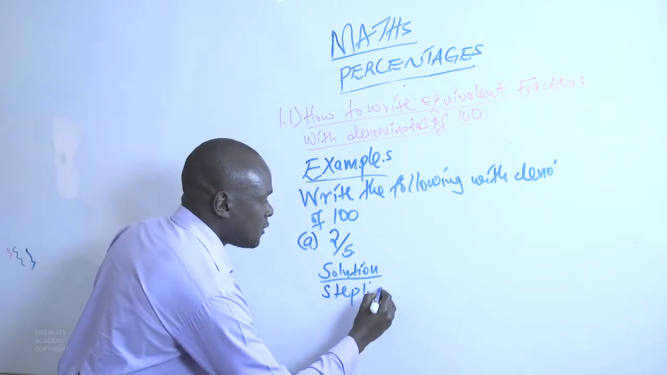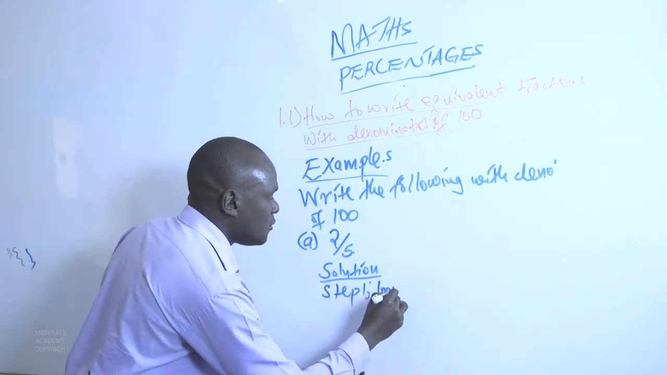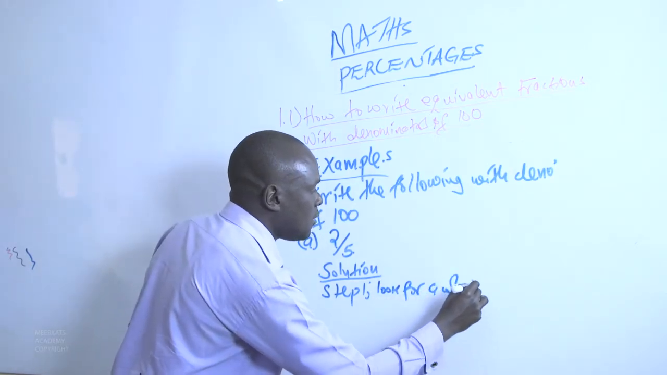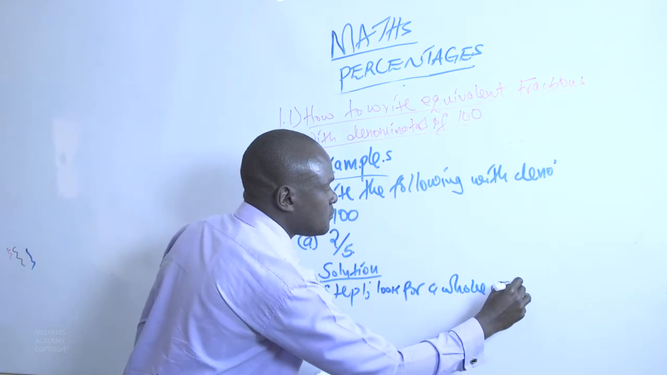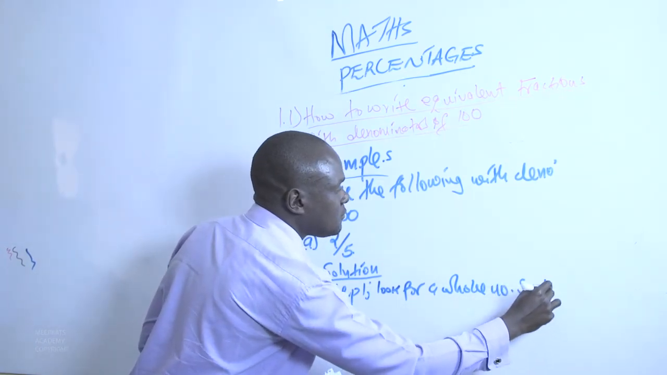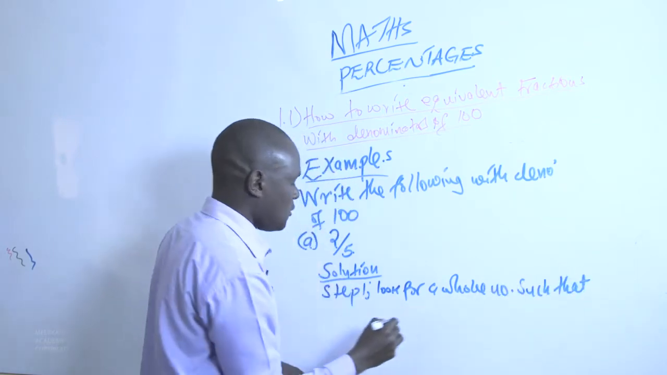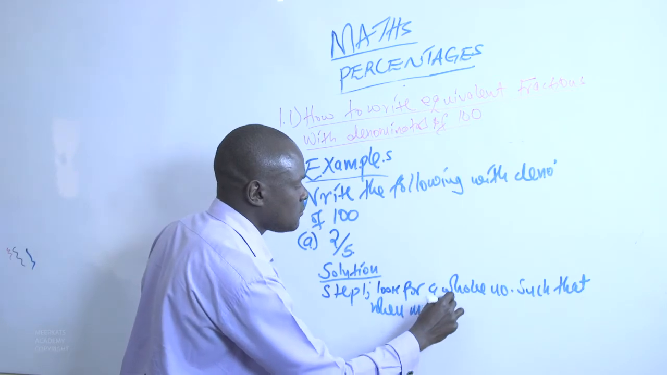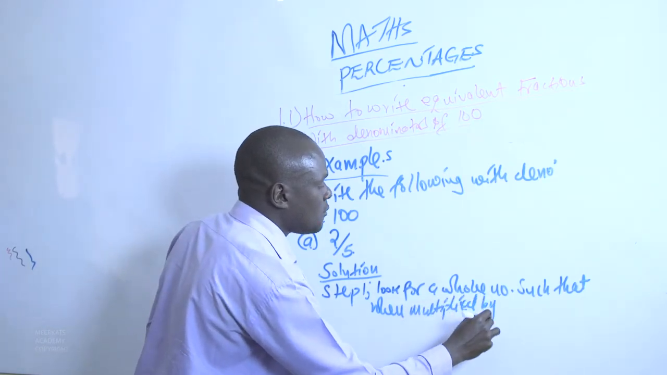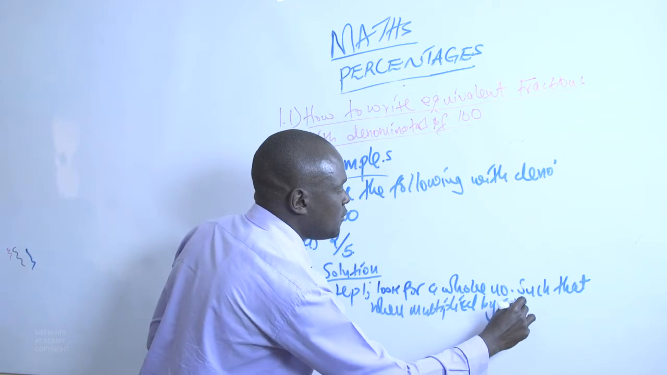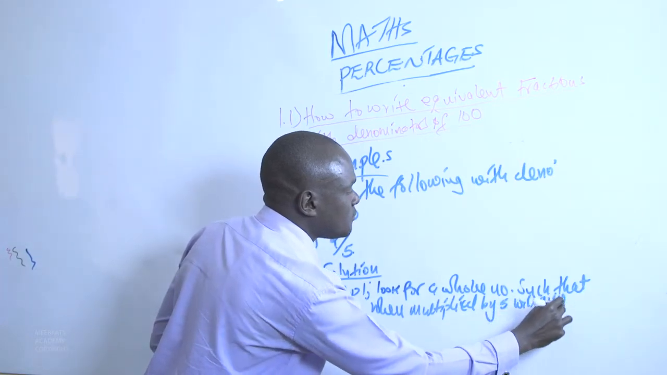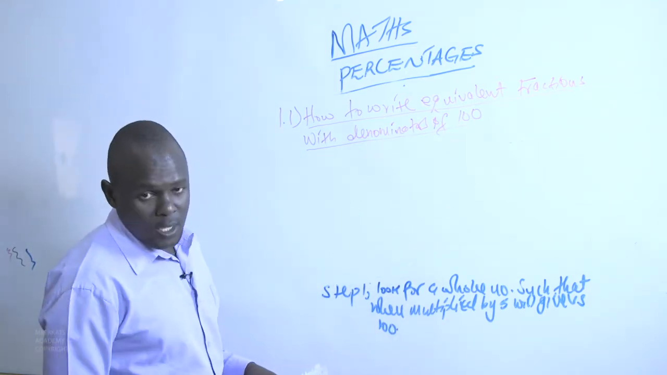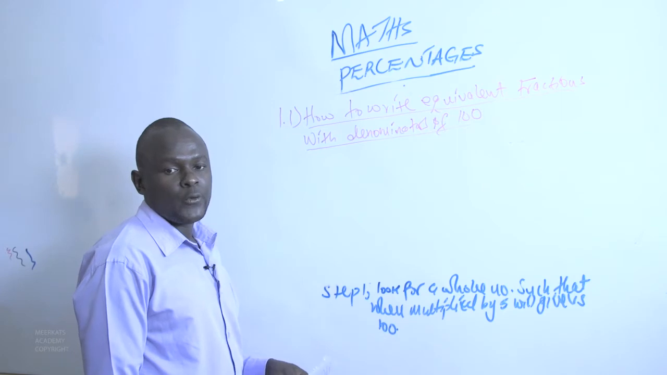So the first step is for us to look for a number, a whole number, such that when multiplied by 5 will give us 100, and that number will be 20.